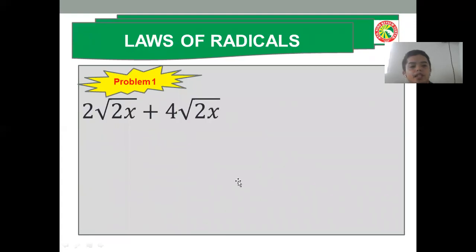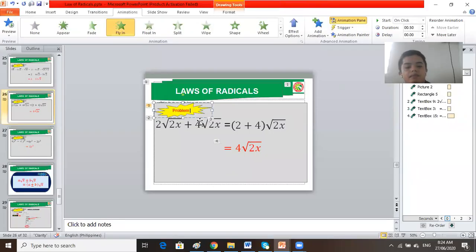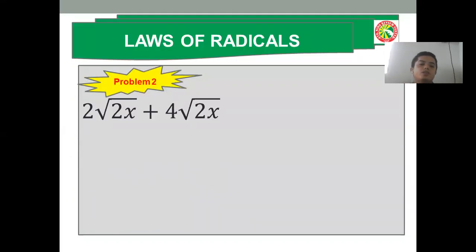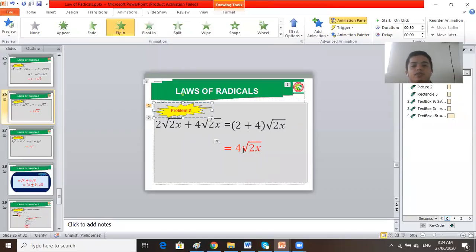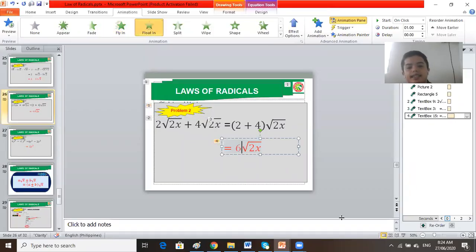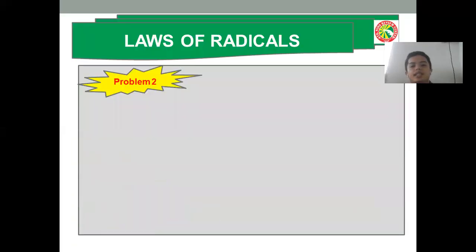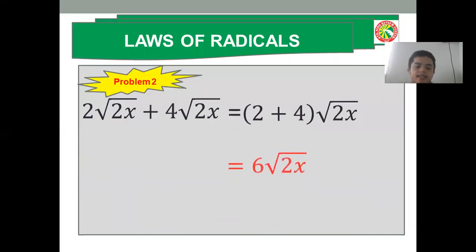So another example here. This is the second problem, number 2: 2 square root of 2x plus 4 square root of 2x. They have the same radicand, so you add their constants, 2 plus 4, then you copy the radicand. 2 plus 4 is 6. So another example.